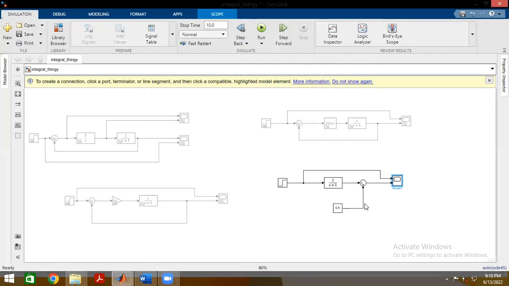Meaning we can't really account for disturbances in the system. We can't account for inaccuracies in modeling because we have no way of looking at the output, then making changes to the input based on what we're seeing on the output. If there was some way that we could observe this output and adjust our command signal to this plant based on this output.